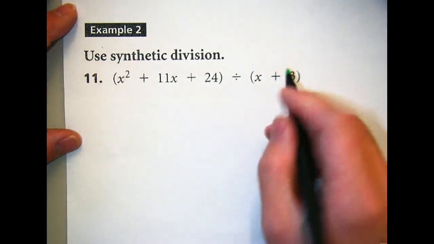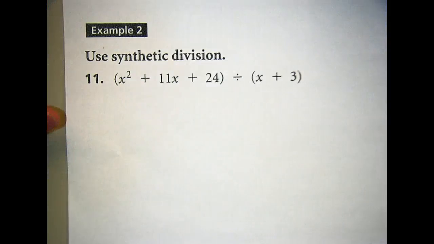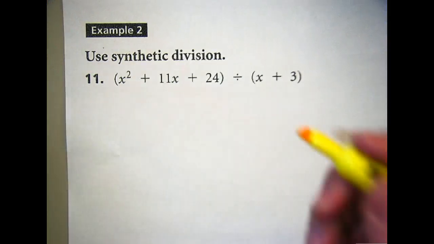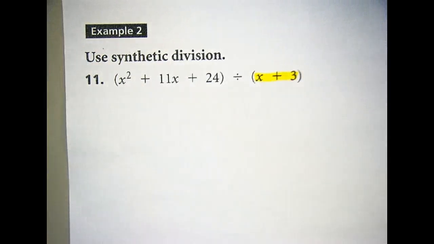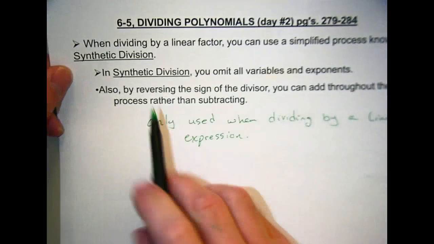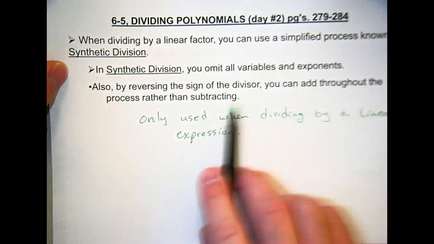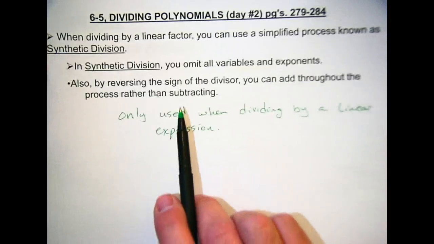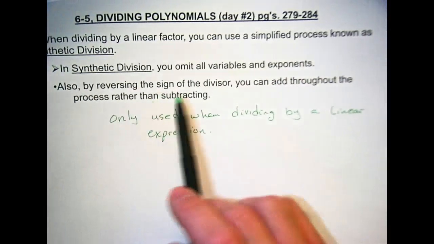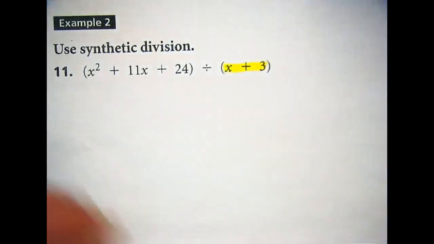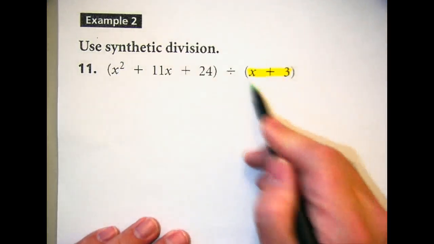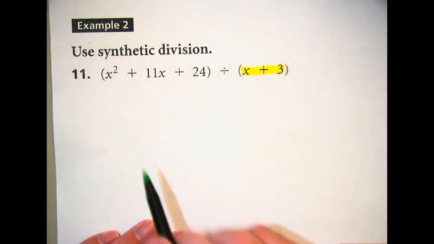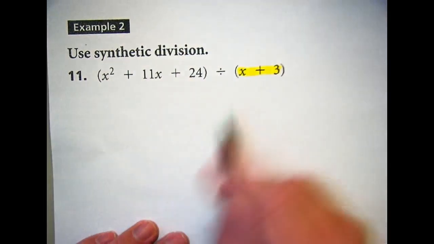Now what I want you to focus in on, I want everyone to note that we are going to use what makes that 0. So right here where it says also by reversing the sign of the divisor, you can add throughout the process rather than subtracting. Well, really what that means, and I put that in there because that's what the textbook talks about, is that by finding out what makes your divisor 0, you can add through the process. So what makes this 0?